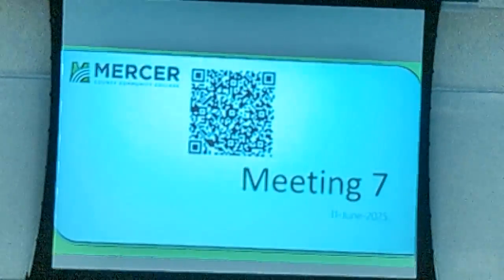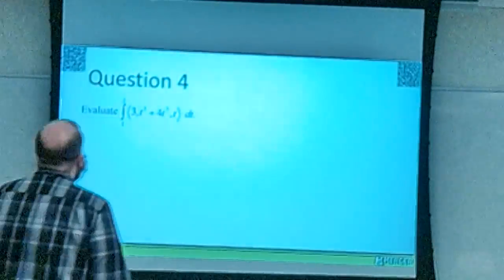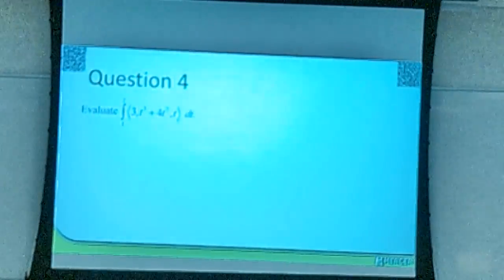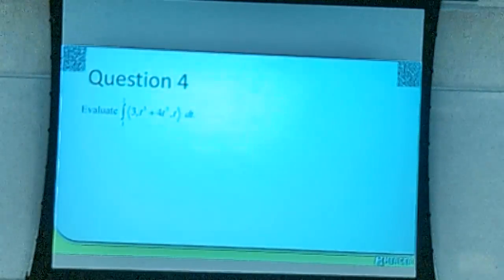All right, we're continuing with calculus of vectors, right? Look at that. We actually finished up the derivatives. And we just have integration left to do.